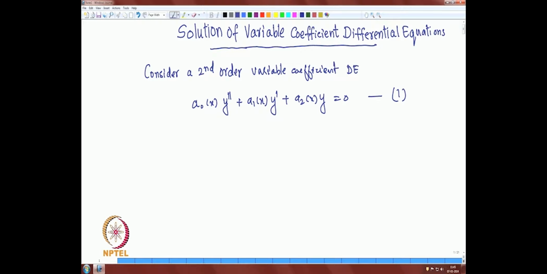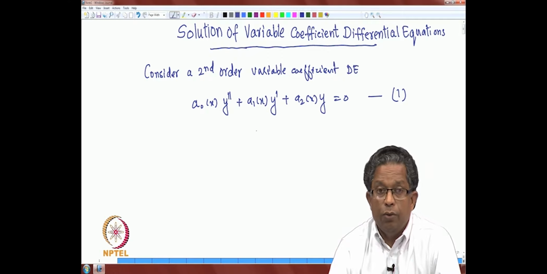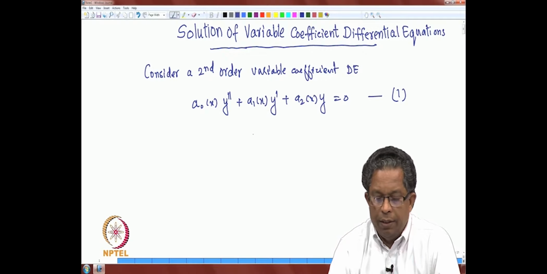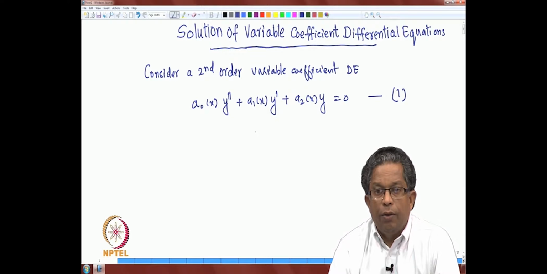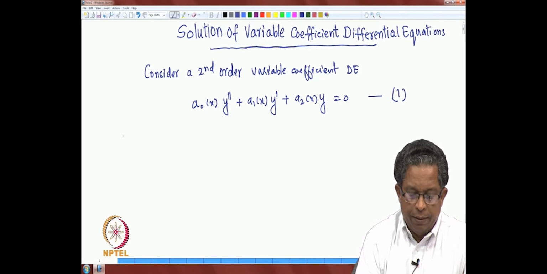Then how to solve it? The method of characteristic equations and finding the roots will not work. But there are certain situations where special forms of this equation can be solved, just as we did in a constant coefficient differential equation. For example, if we can reduce this variable coefficient differential equation into a constant coefficient differential equation by giving some suitable transformation.